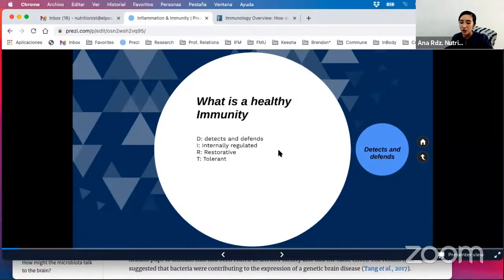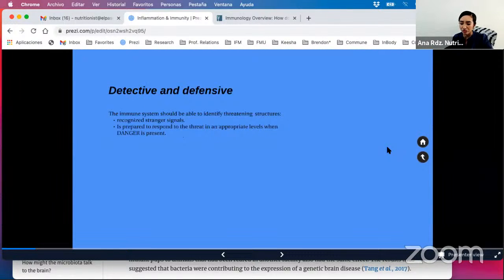It has to be very diligent. It has to be able to work whenever it is activated, and it has to know what it's going to do, not react if it's not a problematic microbe that we might have in our organism. So as I said before, the immune system should be able to identify any threatening structures that might be getting inside of our system.